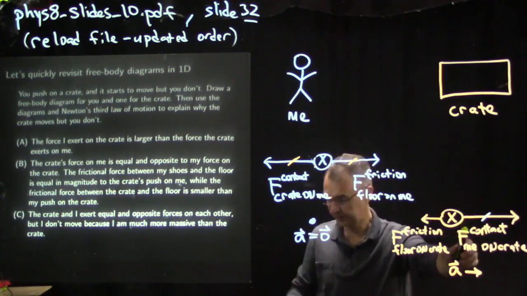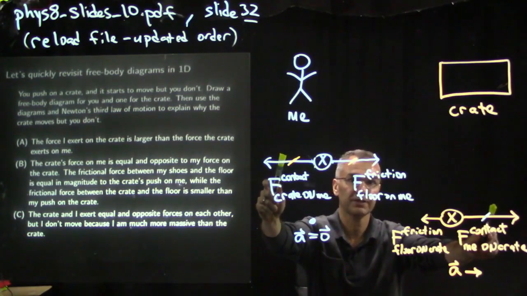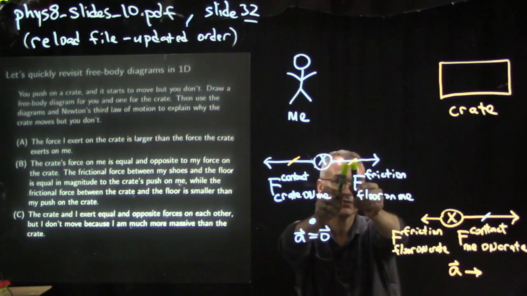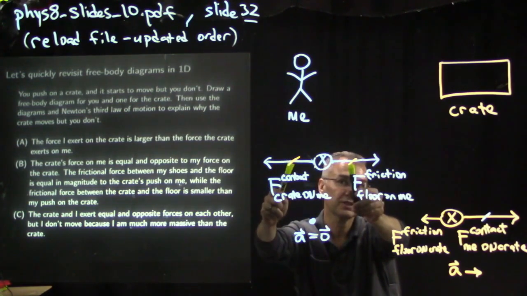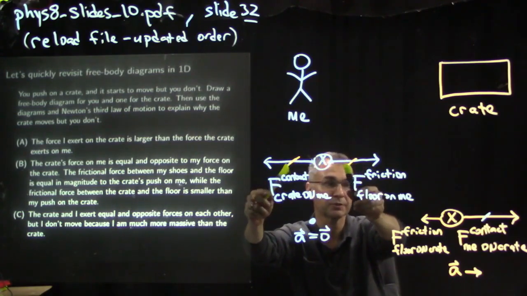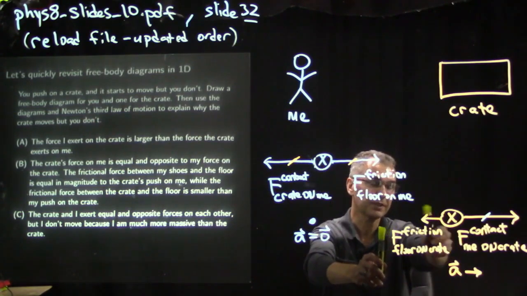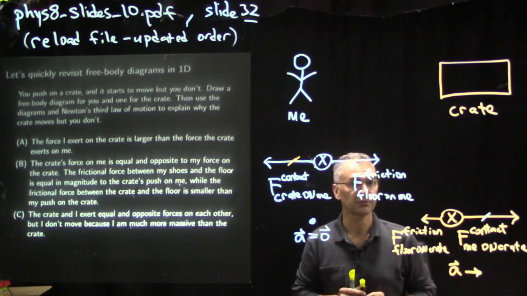This force and this force are the same length by Newton's third law. So if I push to the right on the crate, then the crate pushes to the left on me. That's Newton's third law. And then this frictional force has the same length as this contact force because we know that I am not accelerating. One interesting question is, how is it able to do that? We'll try to figure that out in a moment. And then we have this fourth force, which must be shorter because the crate is accelerating forward. So this frictional force by the floor on the crate must be smaller.